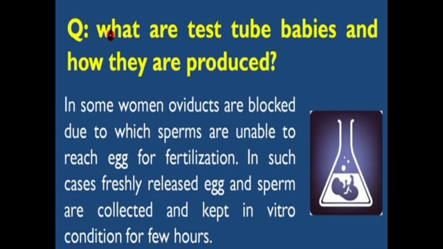So if the fallopian tubes are blocked, how will the egg and sperm reach there for fertilization? In such cases, these women are unable to bear babies, because the sperm cannot reach the egg for fertilization. So what do doctors do in such cases?